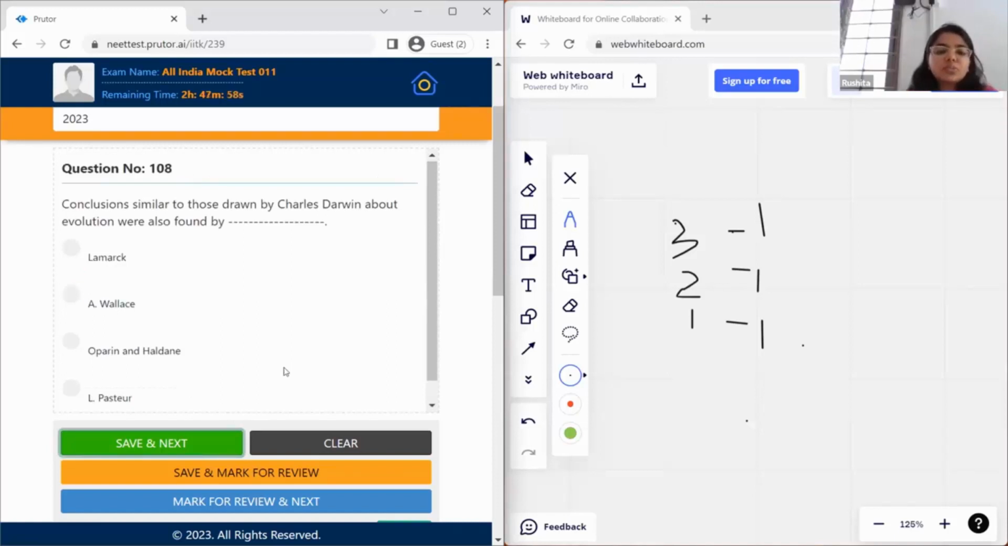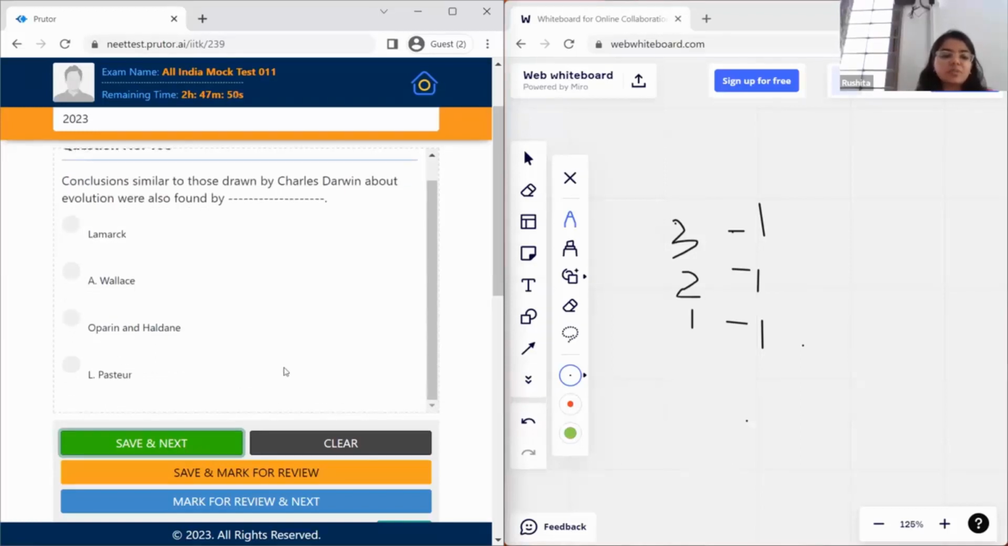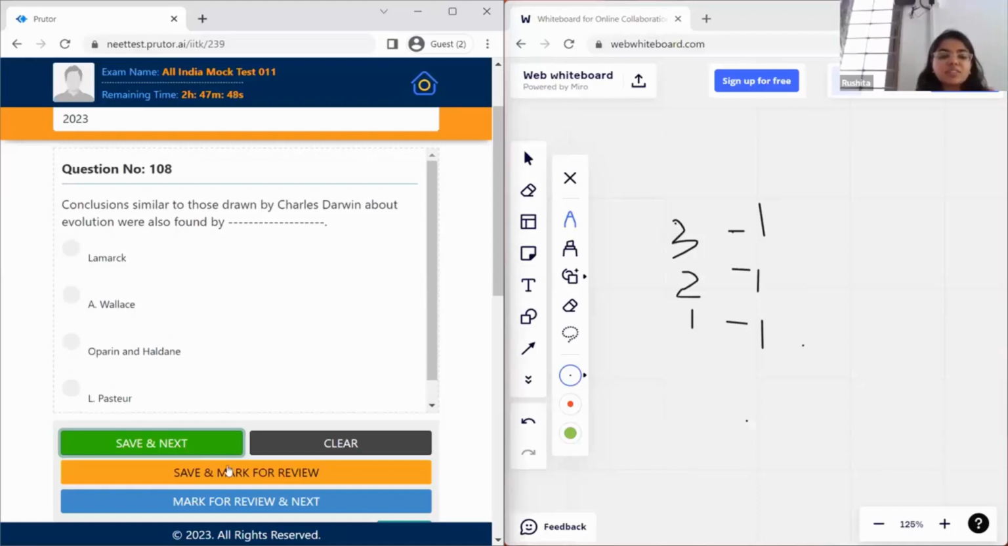Conclusion similar to those by Charles Darwin. This is, I think, a bio question here. I don't know, I'm not sure about this. It would be mentioned in NCERT, I'm supposing. I'm not sure about this, so we'll mark it for review.